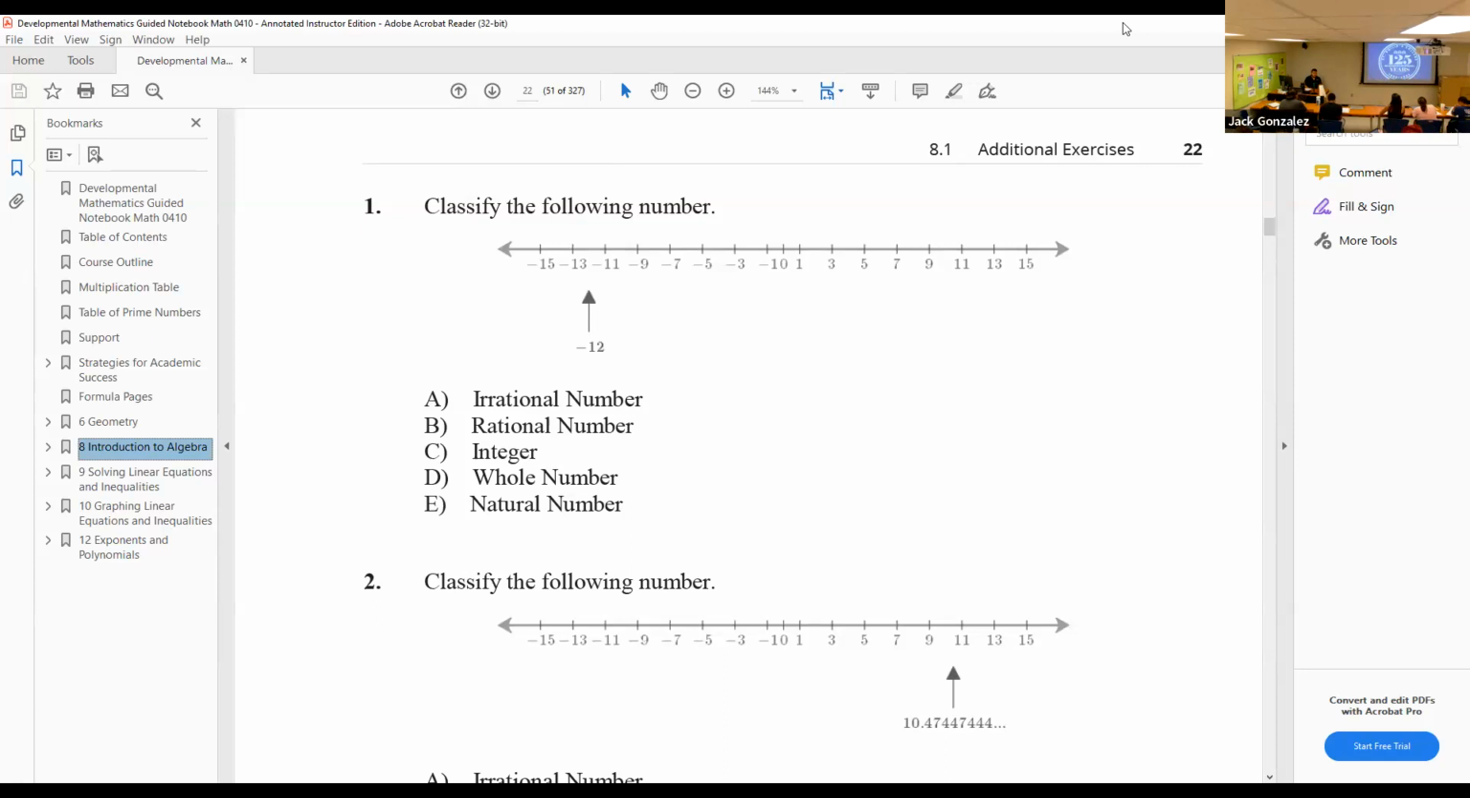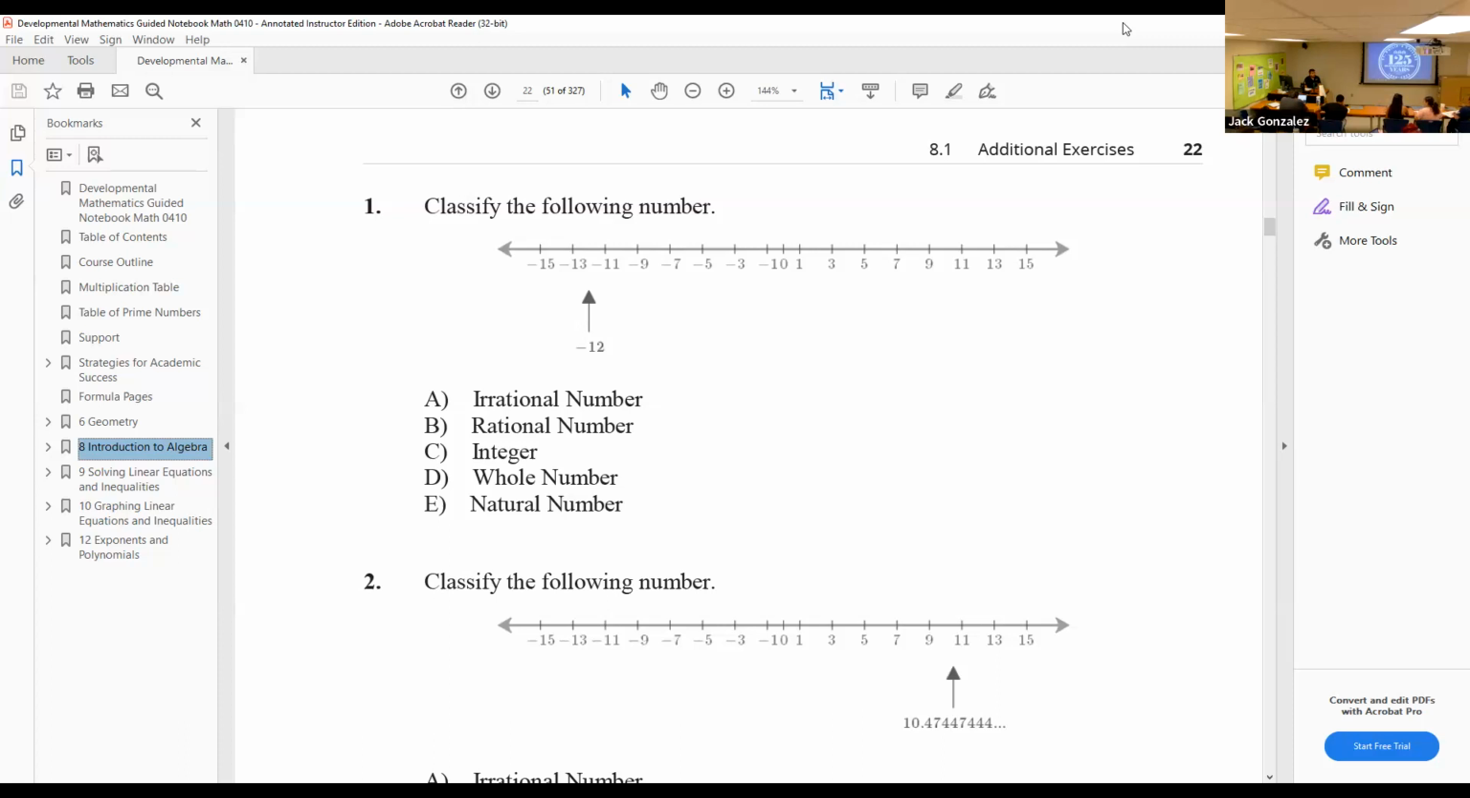Would it be a rational number if it's a decimal that repeats the same number? If it's just the same number repeating, it's rational. Yeah, if it's the same number repeating, that's rational.